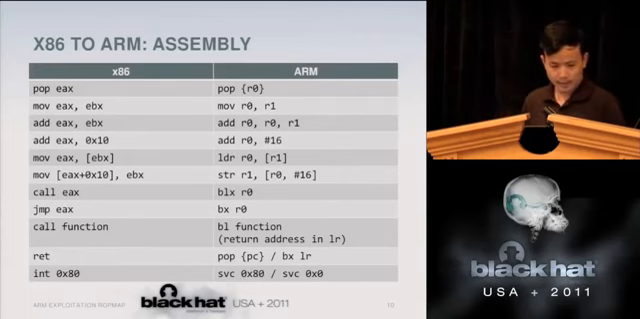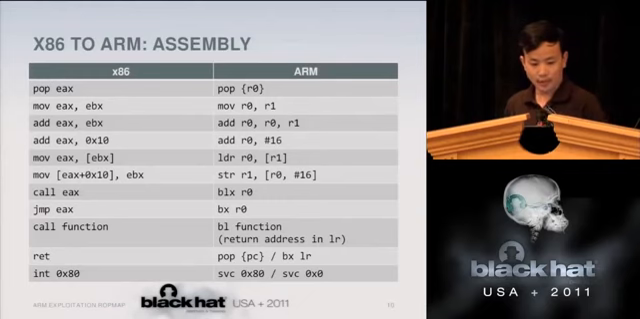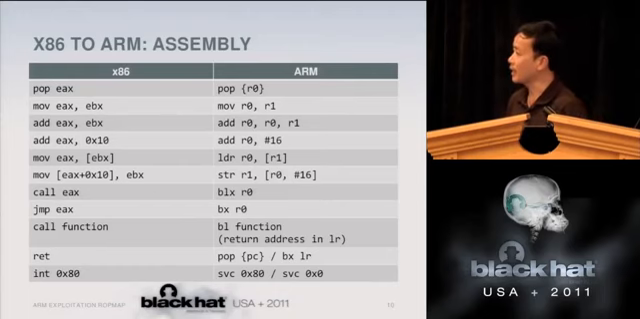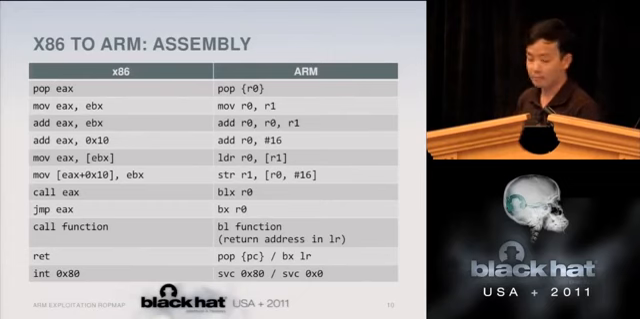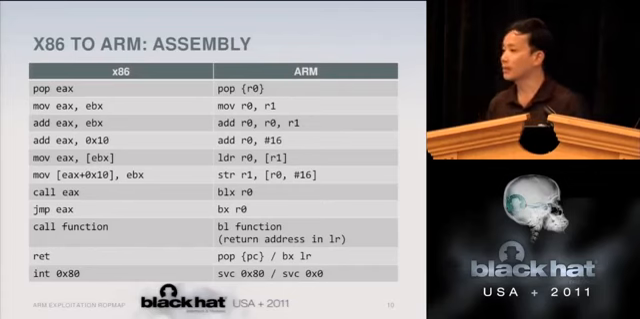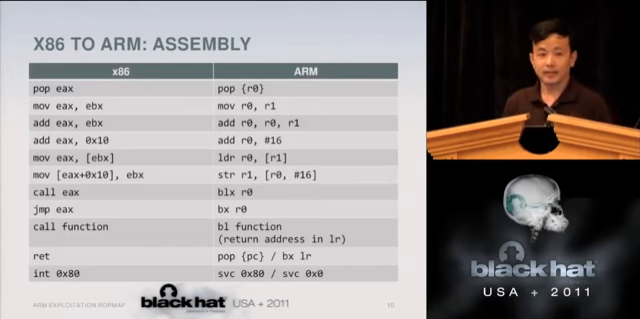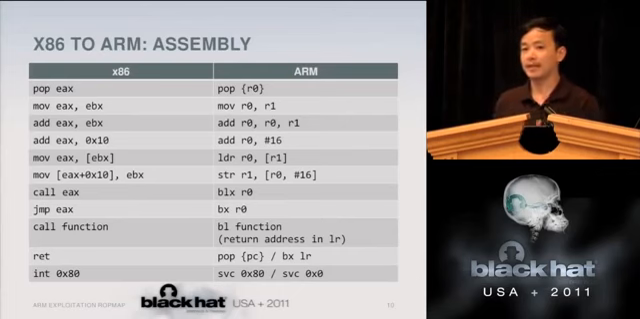Another interesting instruction for writing shellcode is the syscall. It is an interrupt, like in x86 it is int 0x80, and in ARM we have the equivalent, the supervisor call, SVC. So those are just some simple and common assembly instructions in both languages. If you're familiar with x86, you can catch up with ARM assembly quickly.